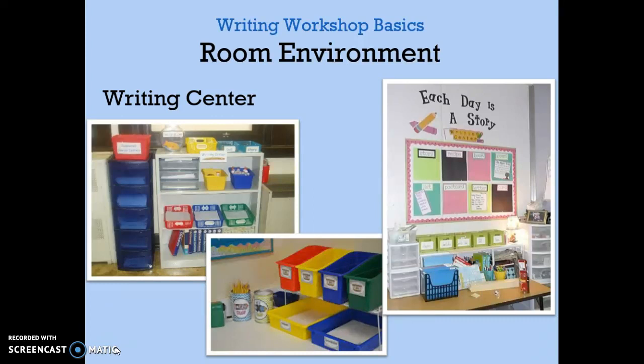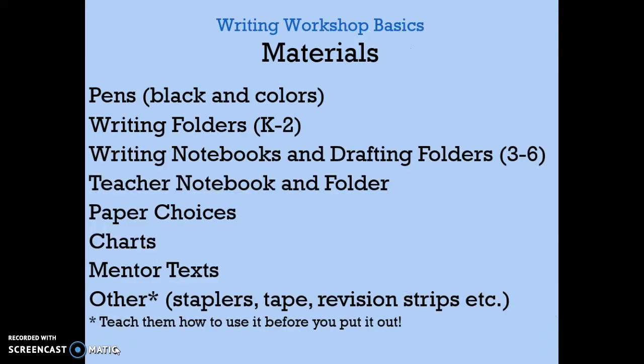You'll also need to consider your materials. You'll want plenty of storage bins, things like paper, pencils, markers, scissors, staplers, anchor charts, which we'll look at more in a minute, and materials to support the writing process. So you'll want pens, writing folders, a writing notebook and drafting folders, a teacher's notebook and folder, and paper choices. Kids are highly motivated by fancy paper choices, so the more you can acquire, the better.